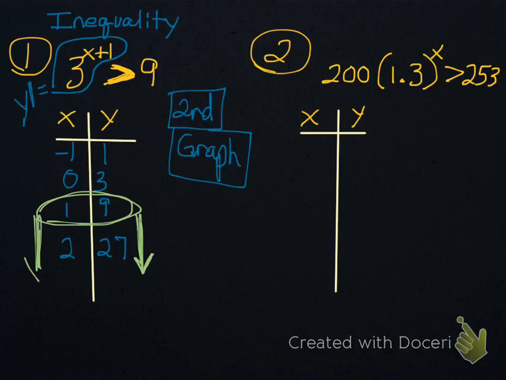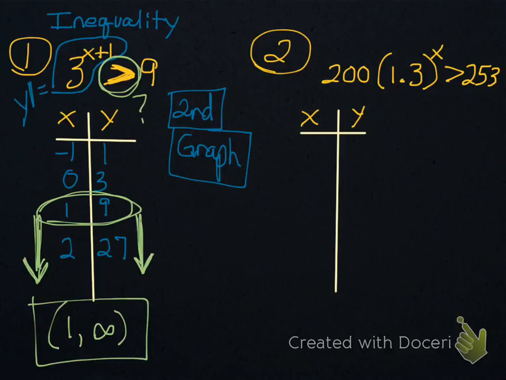So my domain for that would be in the corresponding area. So the domain for this, where do I find it greater than 9? From 1 to infinity. Infinity gets a parenthesis. Does the inequality symbol have an equal sign? No. So the 1 also gets a parenthesis. This would be my solution for that inequality.